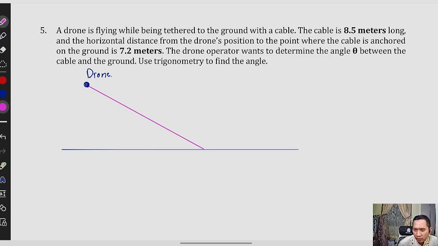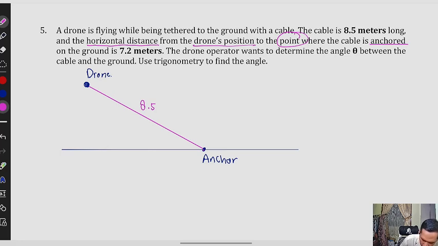The cable is 8.5 meters long, and the horizontal distance from the drone position to the point where the cable is anchored. Oh, we have anchored, so let's make this one the anchor. That's the anchor of the cable, that's the drone, and we have the horizontal distance from the drone position to the point where the cable is anchored.